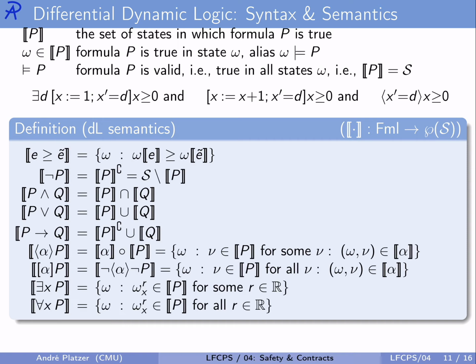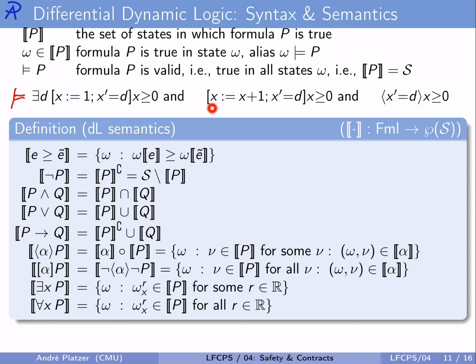And yes, it is. This is a valid formula because indeed, no matter what values we've got, if we choose a clever value for D, such as 42, we reset x to 1 and then follow x prime equals 42 for any arbitrary amount of time, we will receive a value that's greater or equal to 0.